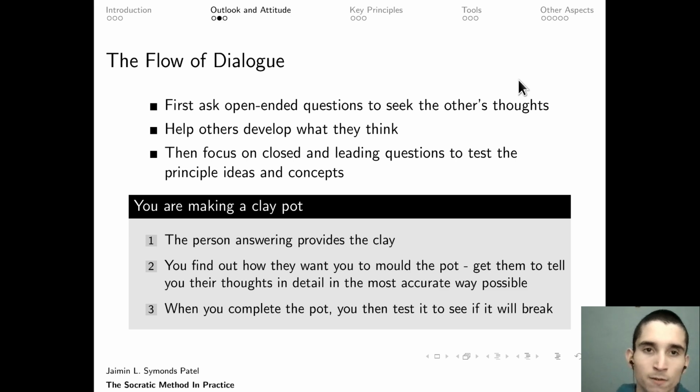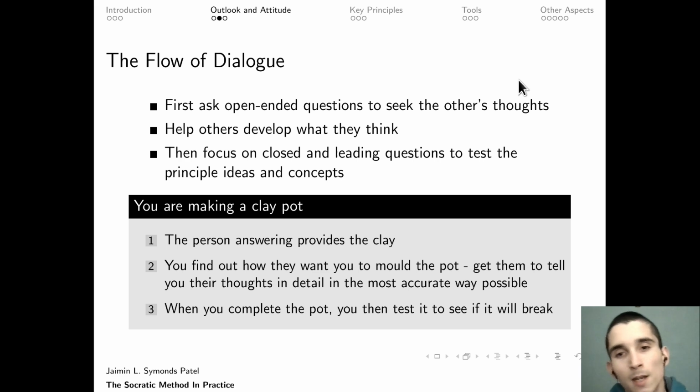So you can think of this process as making something like a clay pot with the other person, because the other person, through the answers they give, provides the clay. Your job is to mold that pot into the most accurate pot that represents their thoughts. And from that, you can then test the pot. In this analogy, you're seeing where it'll crack if you try and break it in different angles, right?